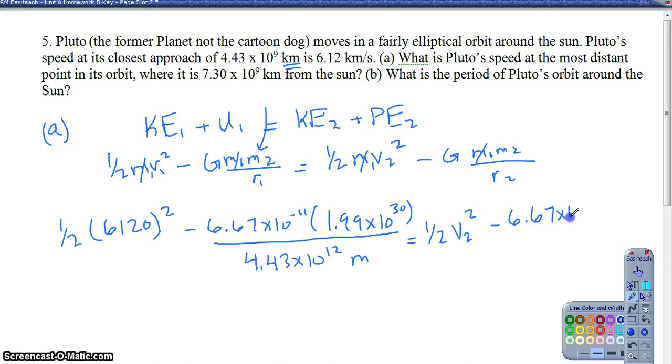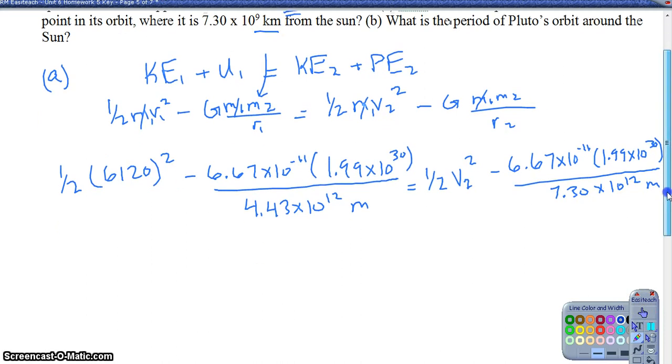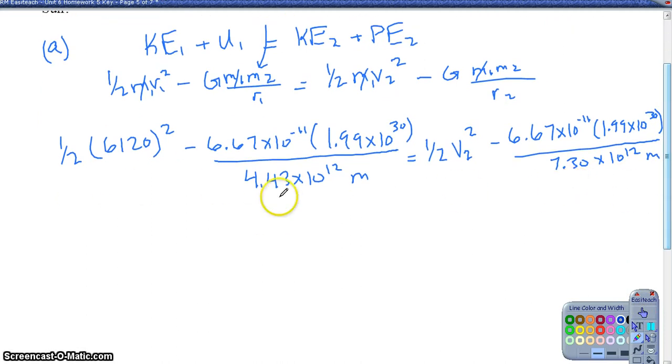And then 6.67 times 10 to the negative 11th, times, once again, the mass of the sun, 1.99 times 10 to the 30th, all over the radius to the furthest distance, right? And so that's the 7.30, again, times 10 to the 12th, once I convert that to meters, right? They gave us 10 to the 9th kilometers, but when we multiply that by 1,000, that adds 3 there, so 10 to the 12th meters. But anyway, as soon as you set this up, I'm confident you guys would be able to say, okay, I've got everything I need except that velocity at that second position, right? So finding the velocity is as easy as just making sure we're careful with our computations.